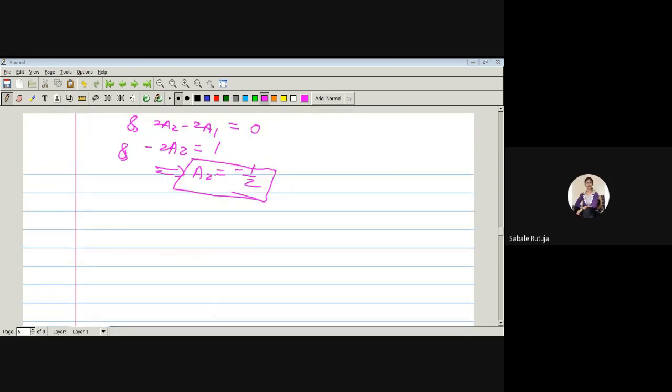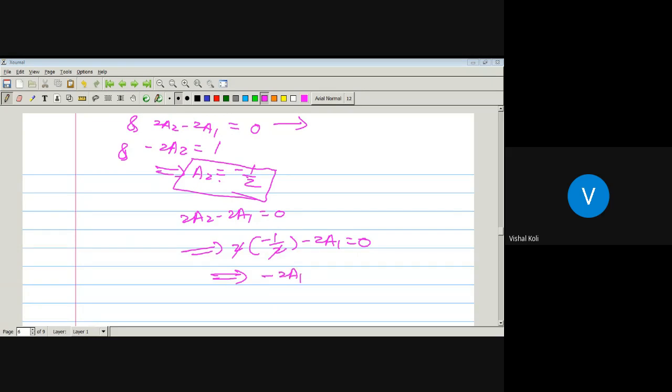So put a2 equal to minus 1 by 2 in this one. What should be the value of a1? As 2a2 minus 2a1 is equal to 0, which implies 2 times a2, minus 1 by 2, minus 2a1 is equal to 0. This 2 gets cancelled, and whenever we add 1 on both sides, it becomes minus 2a1 is equal to 1.